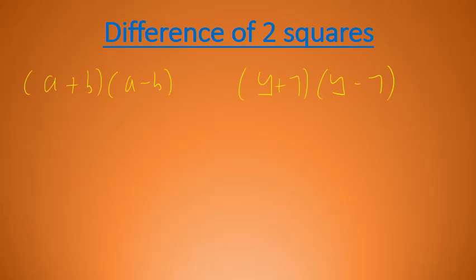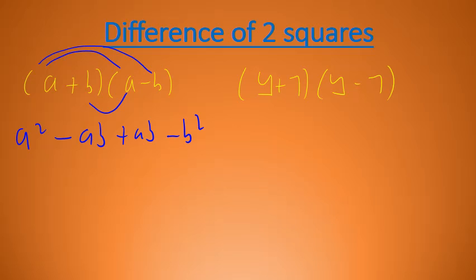Okay, so difference of two squares. This is really important. I would imagine that most of you do know this, but there's no harm in just recapping quickly. So a times a is a squared, a times b is negative ab, b times a is positive ab, and b times b is negative b squared. Now something very unusual happens here. We're going to lose this bit here. They cancel each other out. So our final answer is going to be a squared minus b squared.